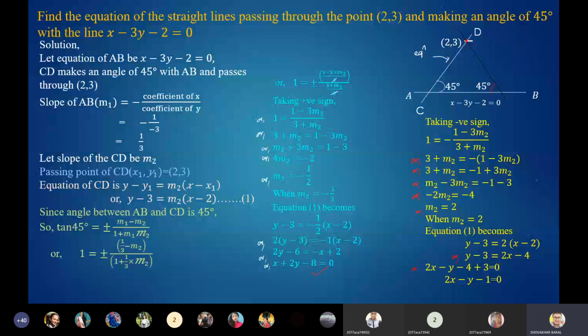So 2x minus y minus 1 equals to 0. These are the two equations. So at last write, therefore required equations of straight lines are x plus 2y minus 8 equals to 0 and 2x minus y minus 1 equals to 0. Okay, these are the two equations you need to find. So it will be a bit lengthier also. So you can expect it for 5 marks in your examination.